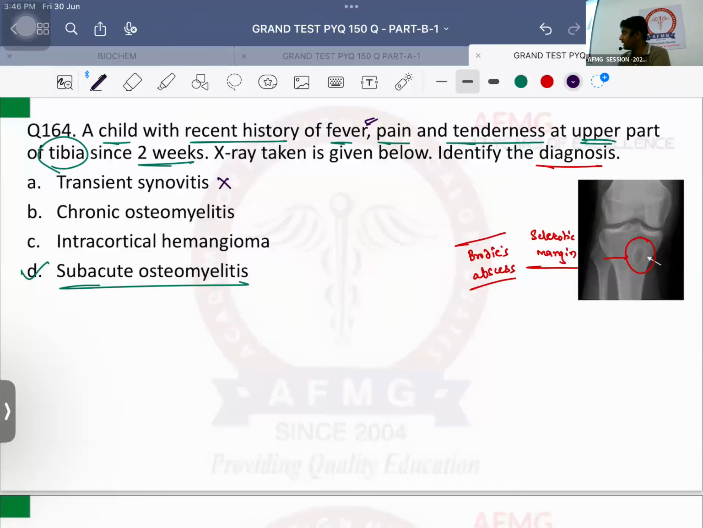Langda ke chalega usually. That is the classical feature of synovitis. Okay. So any type of arthritis, any type of synovitis, the patient will have a painful limp usually. Okay. So that is a characteristic feature. Chronic osteomyelitis is not like seen with Brodie's abscess.